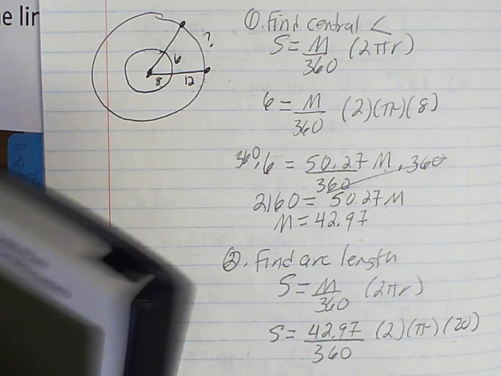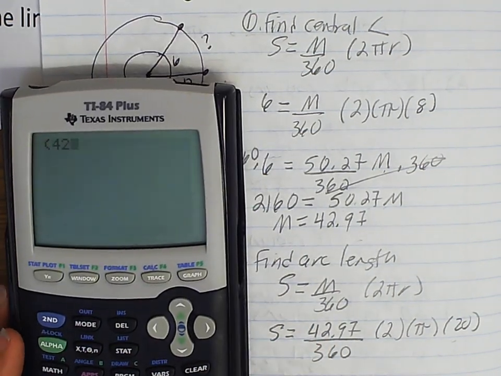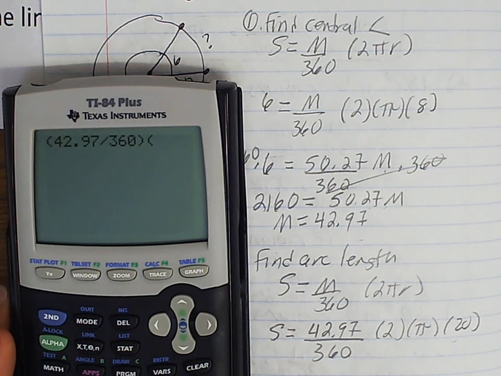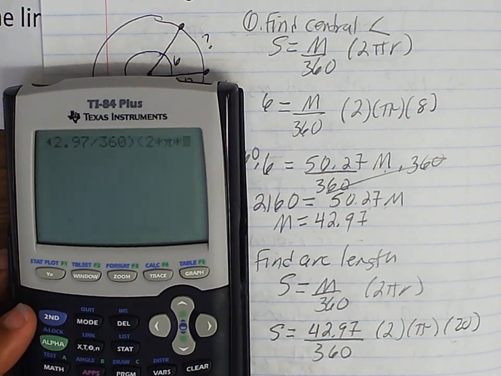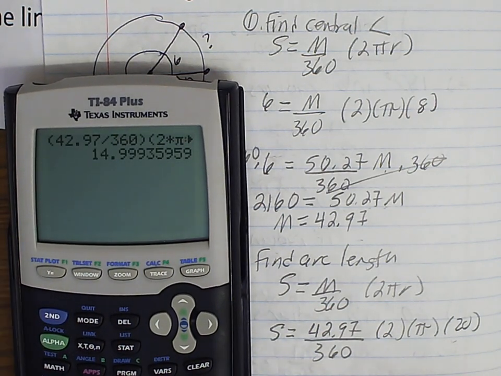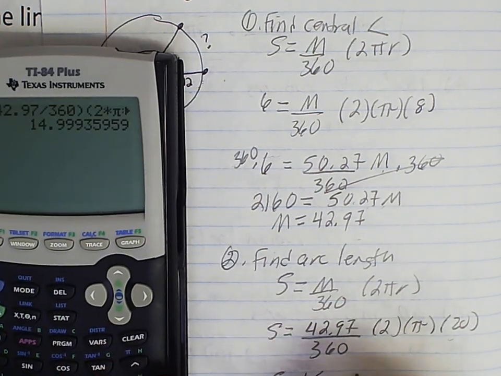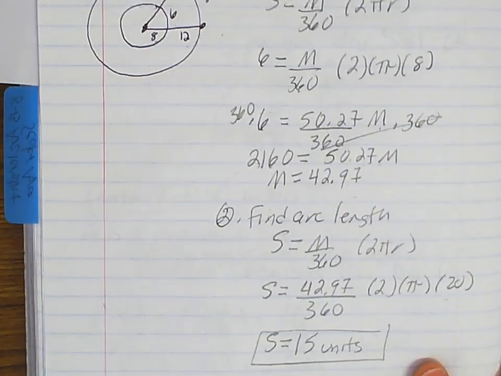All right, so let's go ahead and just type all that into the calculator. And then we're going to have 2 times pi times 20. It turns out to be about 14.99. I'm just going to round this to 15. And now we're done. All right, oh, you can't see the 15.